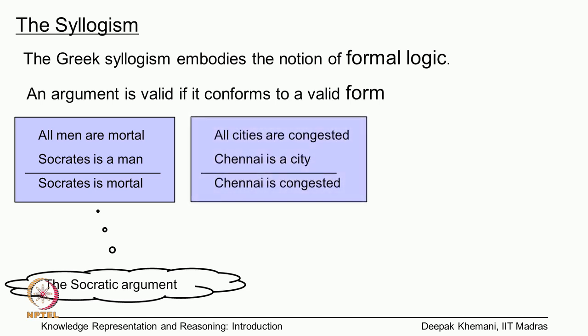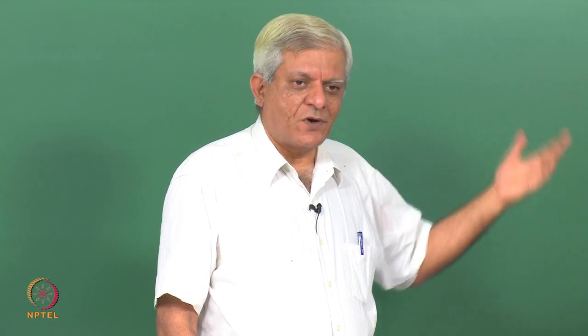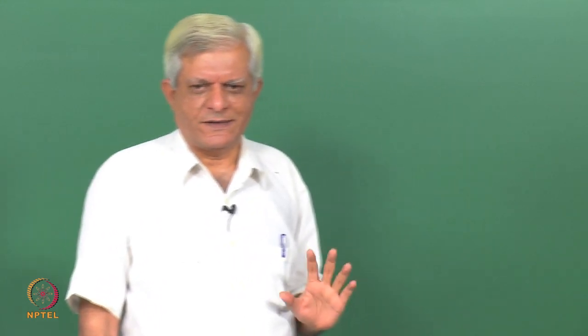But if you look at this argument, which is about Chennai, it could be about any other city. If we accept the fact that all cities are congested and then we say Chennai is a city, then you can conclude that Chennai is congested. So, both these arguments have the same form essentially. All x's are y's, some z is an x, therefore, z is a y. As long as you believe in the first two, you are allowed to believe in this conclusion, and that is a valid form.